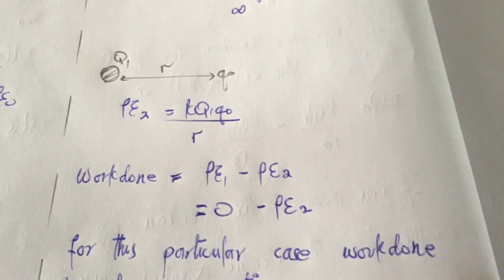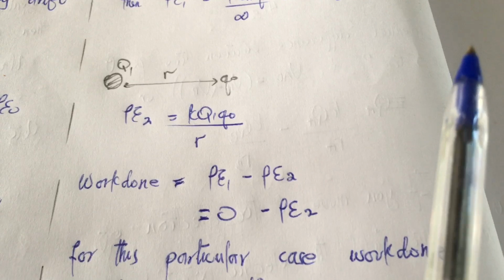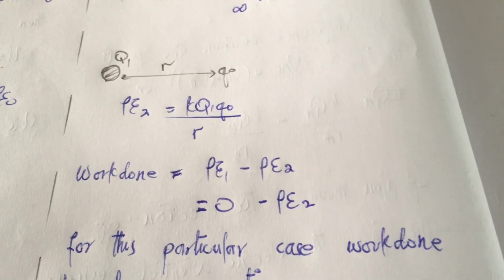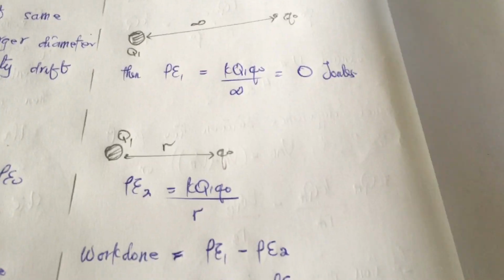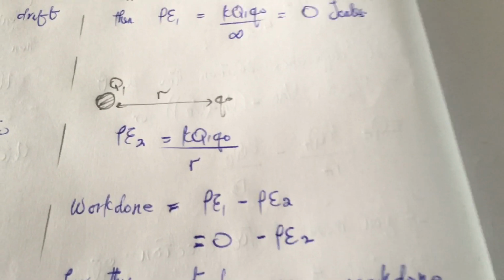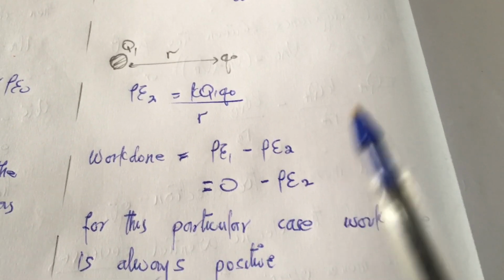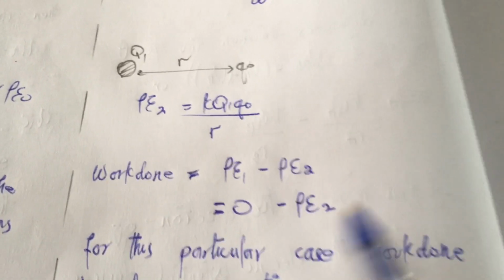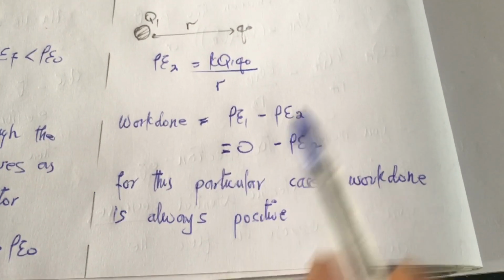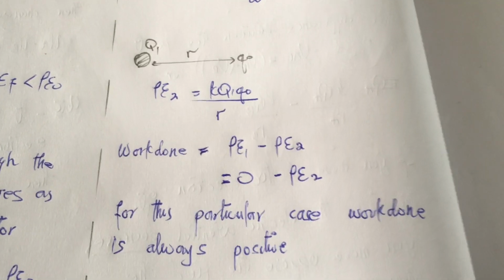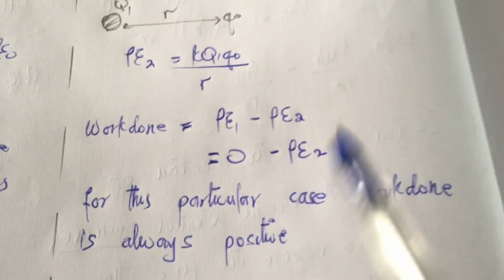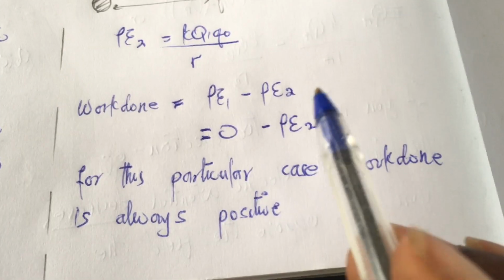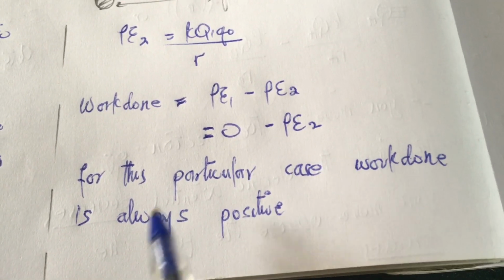So from here, we can always assume that if we are moving the test charge from infinity, then our first potential energy will be 0. In total, if you are calculating the work done, we are going to get the energy to be negative. Always keep in mind that you are going to get the work done to be negative, provided we are moving it from a point at infinity to a point of a known value.